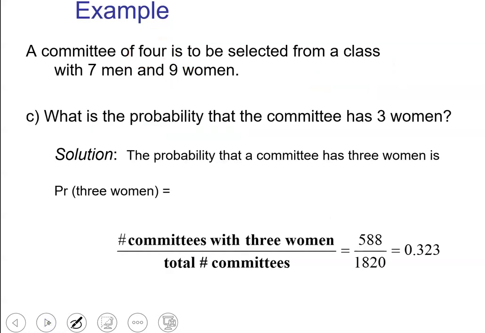All right, another example. What is the probability? Now this switches. 0 to 1 would be our decimal answer here, that the committee has 3 women. Well, that's what we just did in Part B. This was Part B here, and this is Part A. So we did Part B divided by Part A, because the number of committees with 3 women is 588 over the total number of committees, which is 1,820. So that gives us a probability of 0.323.